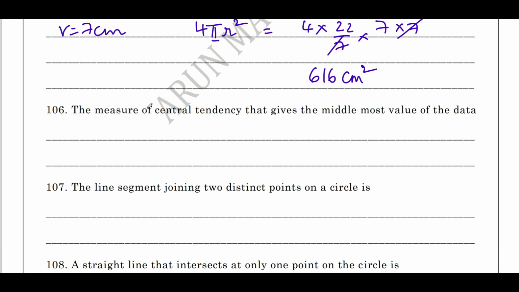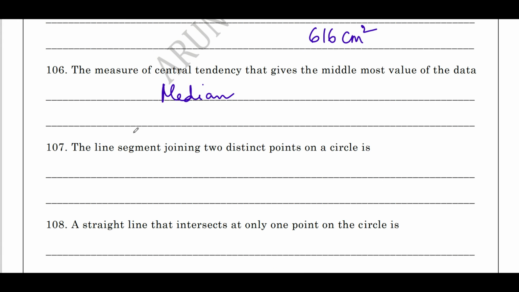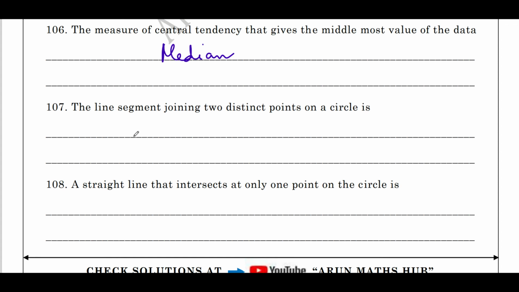From the unit statistics, the measure of central tendency that gives the middlemost value is what? Median. The measure of central tendency that gives the middlemost value of the data will be median.